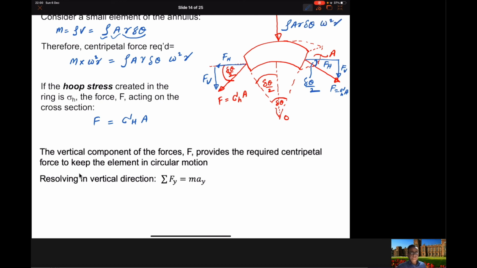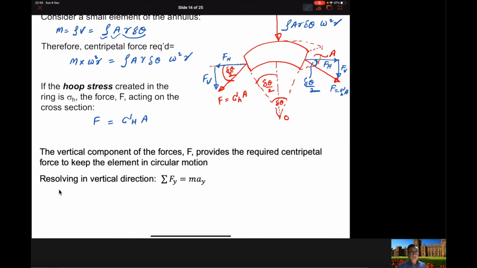Now if we resolve the forces, as you can see in this figure, this force F h is in the negative x direction, and this force here is in the positive x direction. So these two forces cancel each other, and there is no other force in the x direction. In the x direction there is zero force. The only forces we can see here are in the y direction.